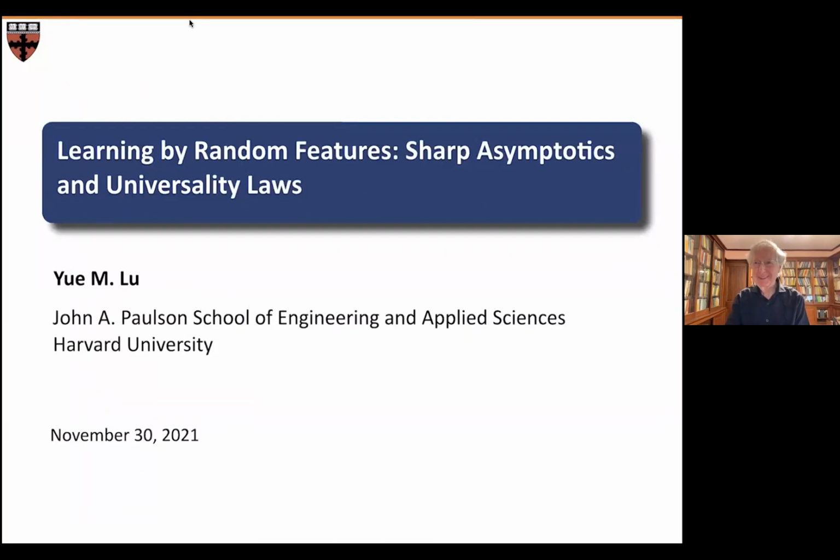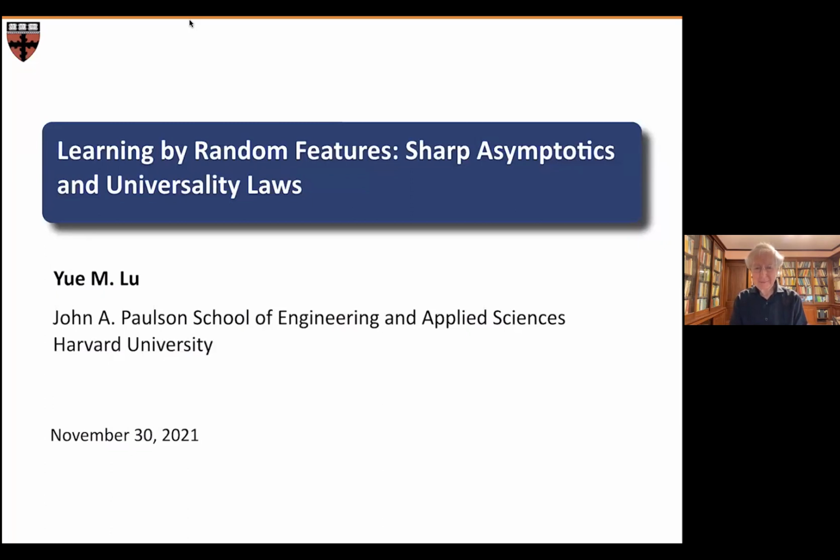Thank you very much, Arthur, for the invitation and introduction. Today, I'm going to present some of our recent work on understanding a class of nonlinear random matrices that arise in learning and signal processing. In particular, I'm going to show how to obtain some asymptotics of these random matrices by using a fairly general universality phenomena.